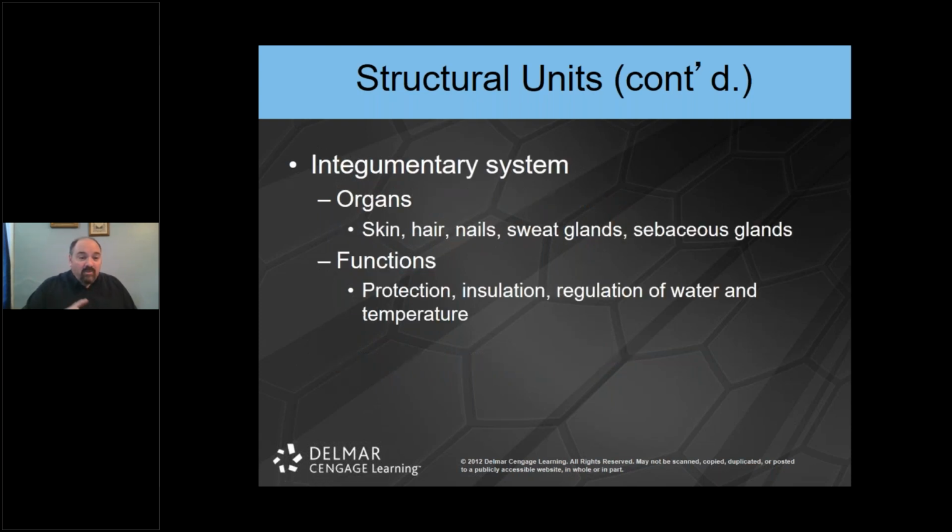So now what we're going to do right now is look at the different body systems. So here we have first the integumentary system. Now this is the skin as well as the accessory structures that are working with the skin, okay? So skin, hair, nails, sweat glands, sebaceous glands.